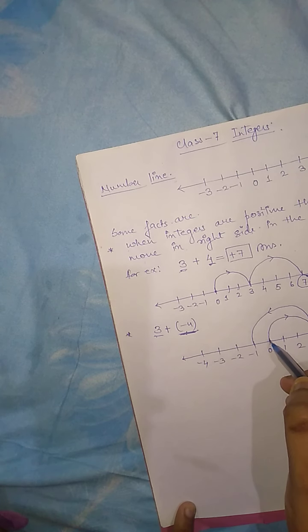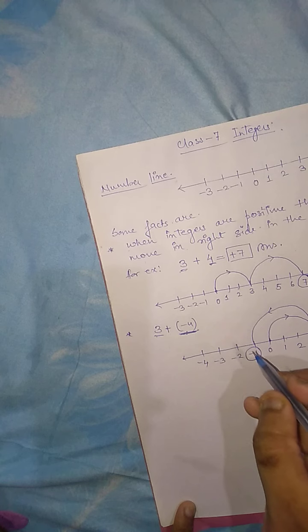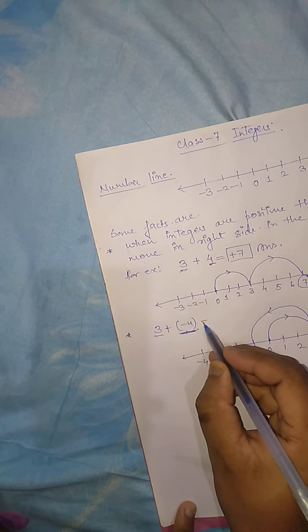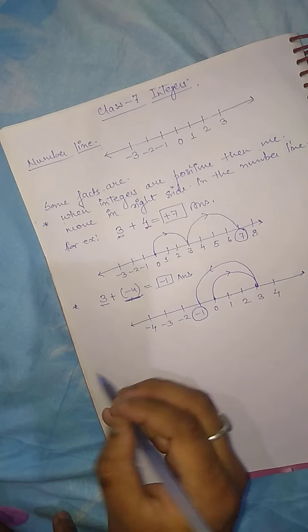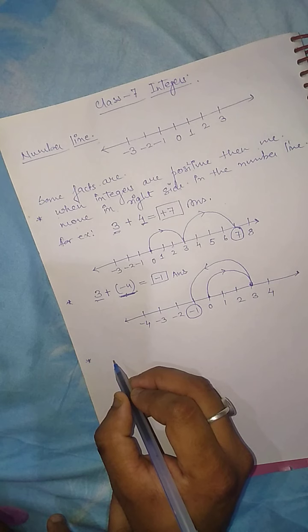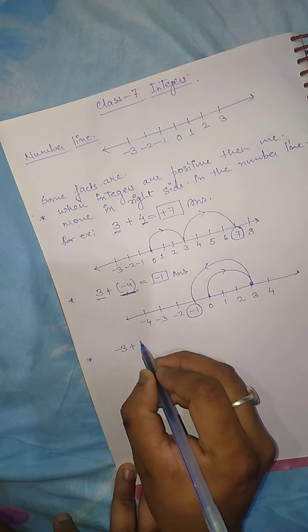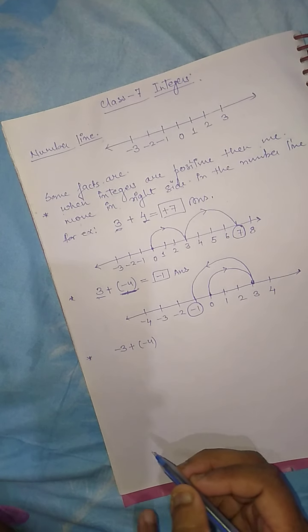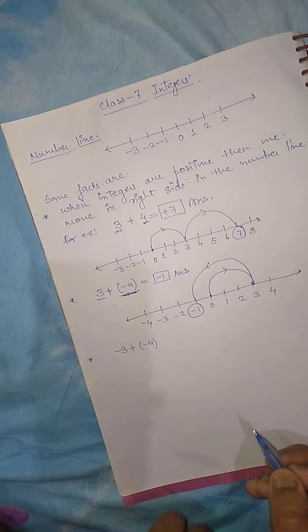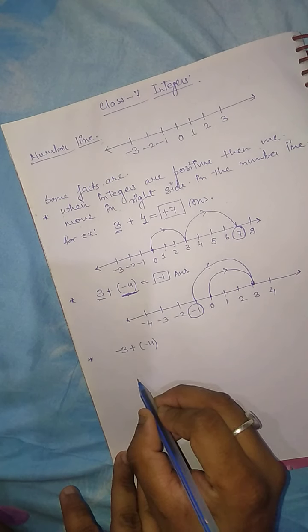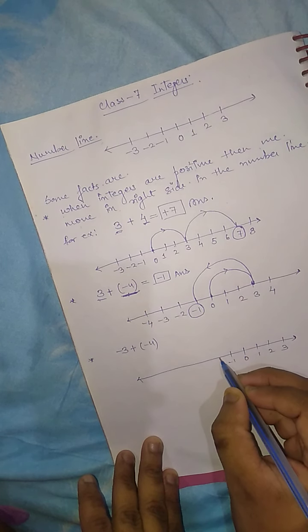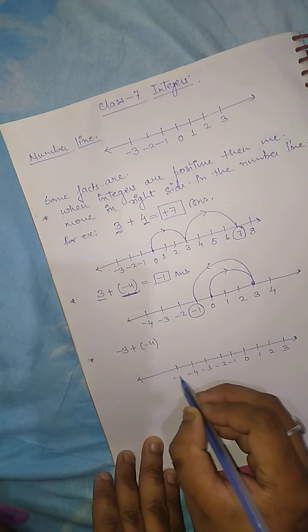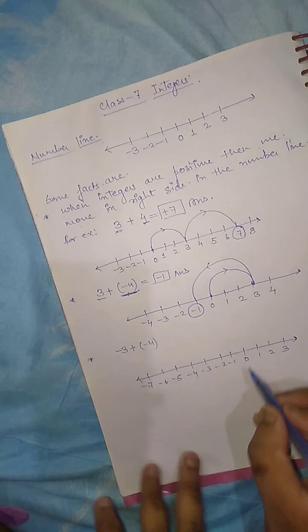When we move four steps to the left, we reach at minus 1. So minus 1 is your answer. Now the third one is minus 3 plus minus 4. Here both integers are negative, so you have to move in the left direction in the number line. You draw the number line 0, 1, 2, 3, minus 1, minus 2, minus 3, minus 4, minus 5, minus 6, and minus 7.